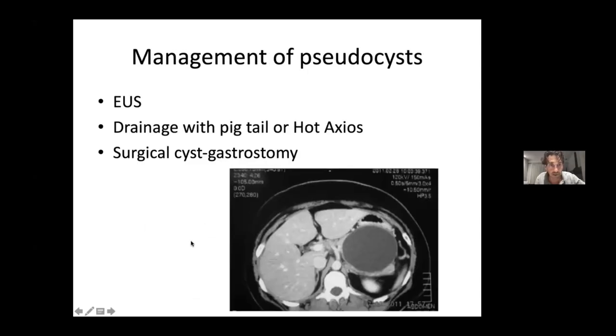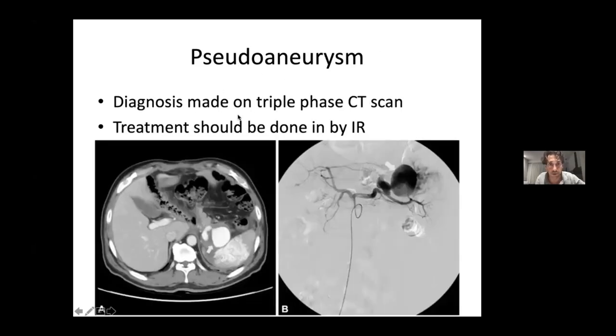So again, EOS, you could also do a surgical cyst gastrostomy, but these days we mostly do an endoscopic approach for that. Pseudoaneurysm: all this pancreatic juice could eat away, erode into blood vessels, and then this is what you can see. This is a big pseudoaneurysm of the splenic artery, which is best dealt with via intervention or radiology. And this needs to be coiled, or they have to be coiled in the splenic artery.